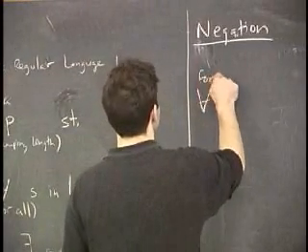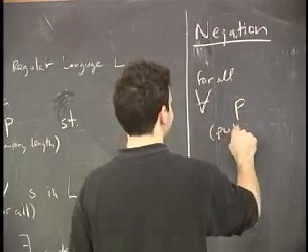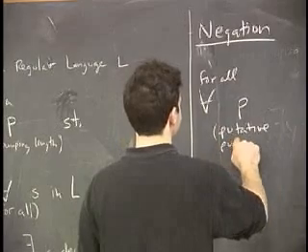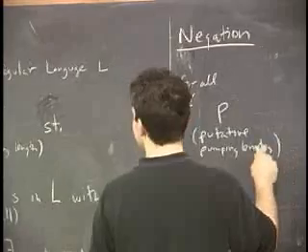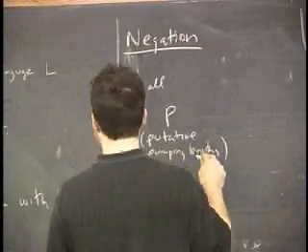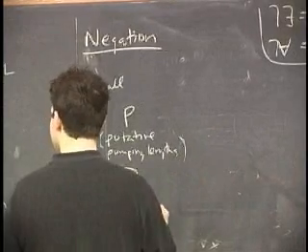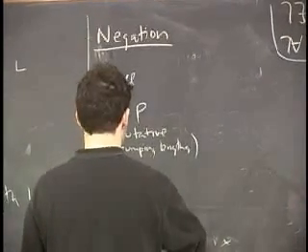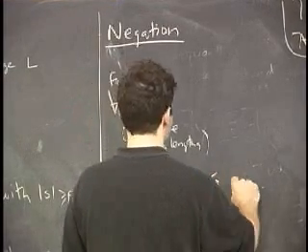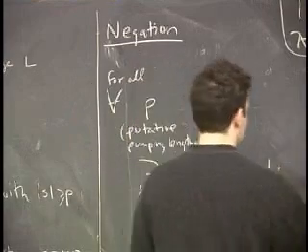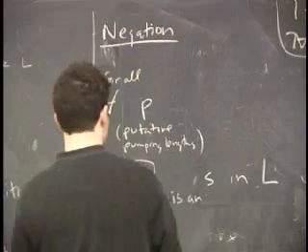For all, I'll call it putative pumping length. For all putative pumping lengths P, there is, so I just have to find now one example. So there is an S in the language with the length of S greater than or equal to P, such that what?